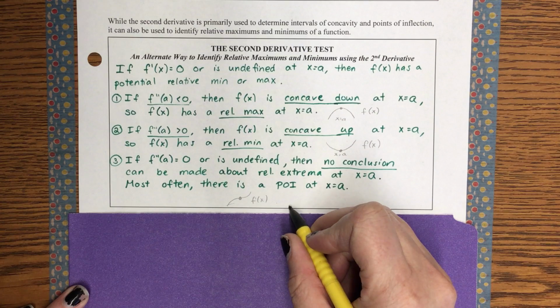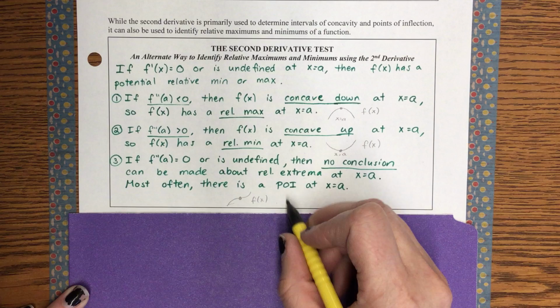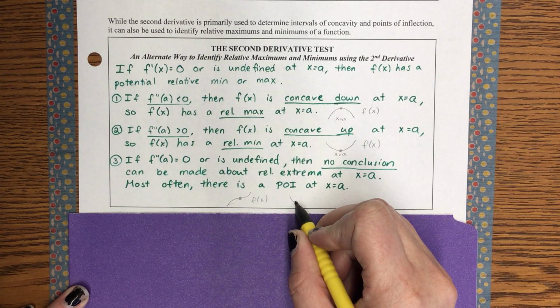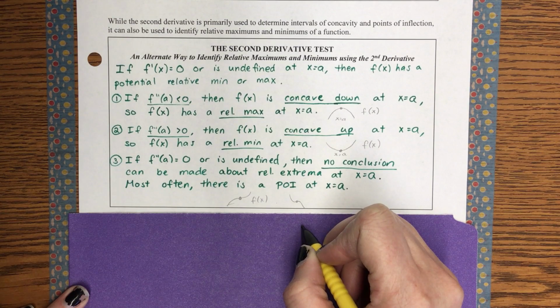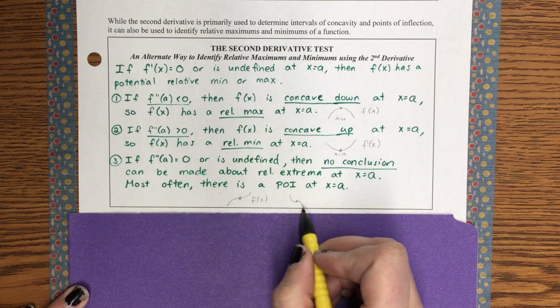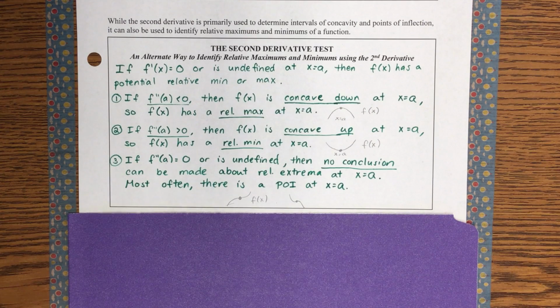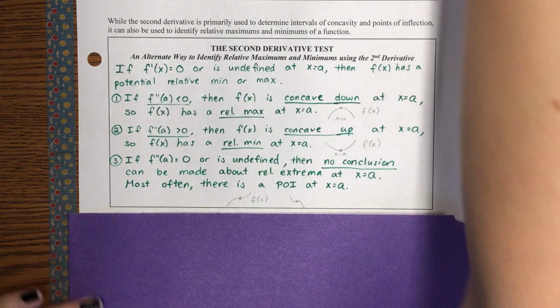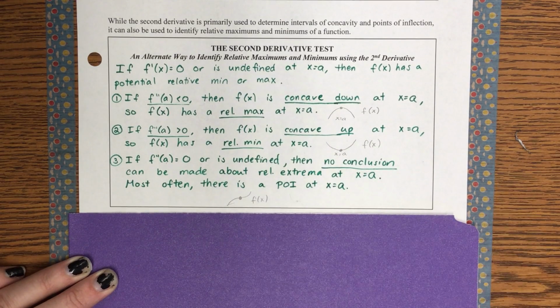Other options, we could have an x cubed function, but a portion of that could look like this. So the second derivative is, oh, that still wouldn't work. I know there are other options where if the second derivative equals 0 or is undefined, it's not a point of inflection, but it could be a relative max or a min. So we don't know one way or the other.